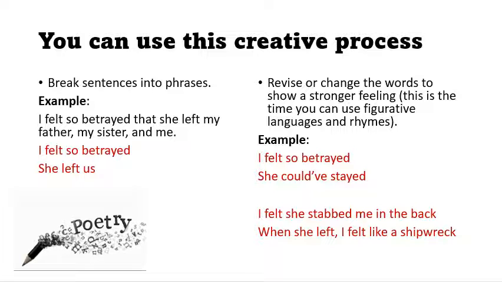For example, in this example, there is a sentence: I felt so betrayed that she left my father, my sister, and me. So from the story, this person wants to tell about how her mom left the family for whatever reason. If I'm going to make this sentence into a more poetic sentence, the first thing that I do is break down this one long sentence into two. Okay, and I'm going to put them as separated phrases or separated sentences.